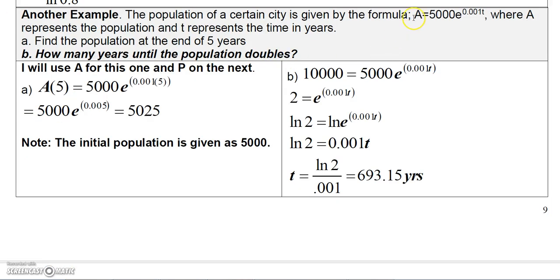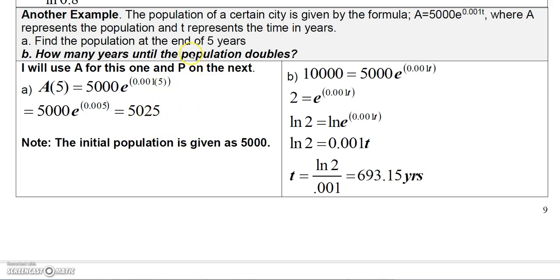Okay, here's another example where I give you the population formula: A equals 5,000 e to the 0.001 t, where A is the population and t is the time in years. To find the population in 5 years, I'll let you look at that. That's pretty easy. You just plug 5 in for t and then grab your calculator.